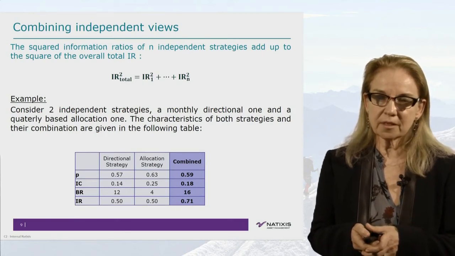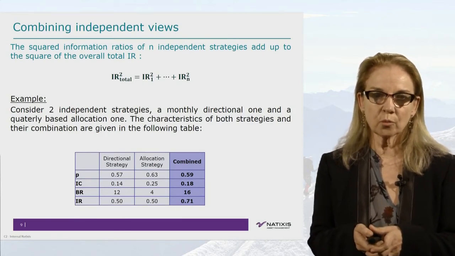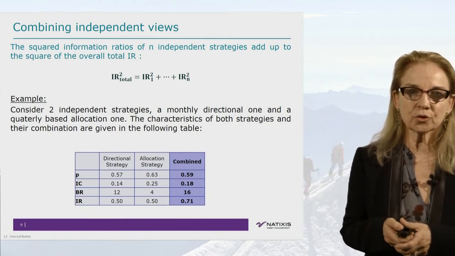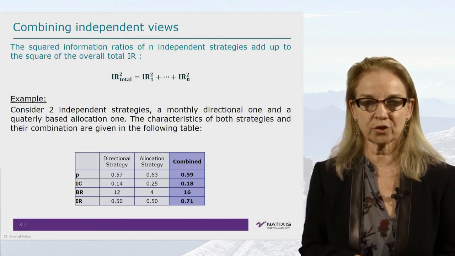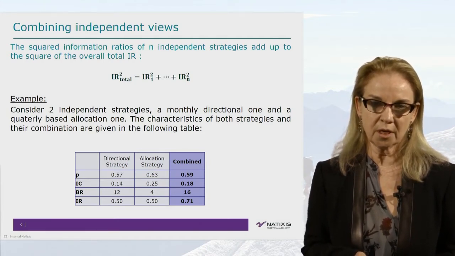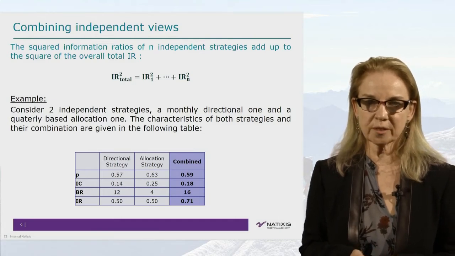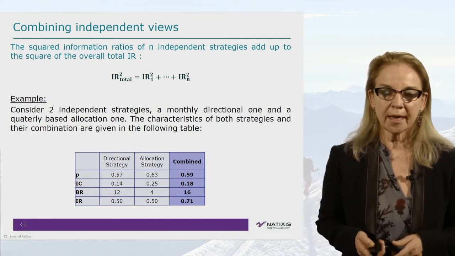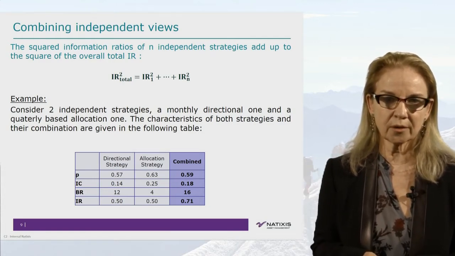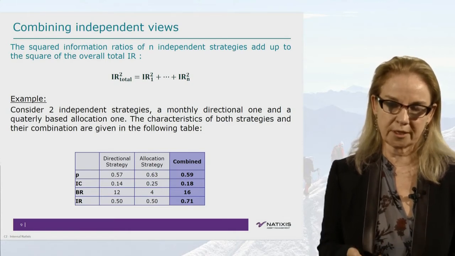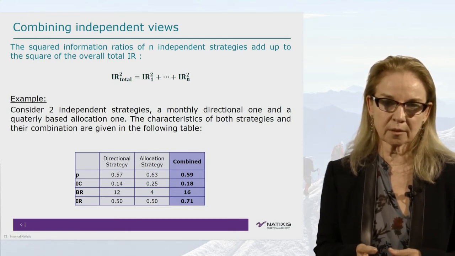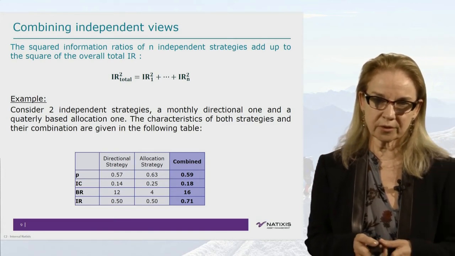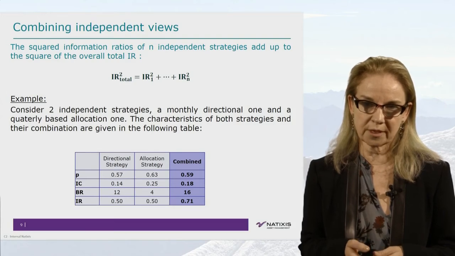The combination of independent views is important also. So we can show that the squared information ratios of independent strategies add up to the square of the overall total information ratio, as you can see in the equation. So let's take an example. We consider two independent strategies, a monthly directional one and a quarterly allocation one. You have the characteristics of both strategies in the table, and we can have also the combination. So we suppose that P, which is the probability of being right, is 0.57 for the directional strategy and 0.63 for the allocation strategy.